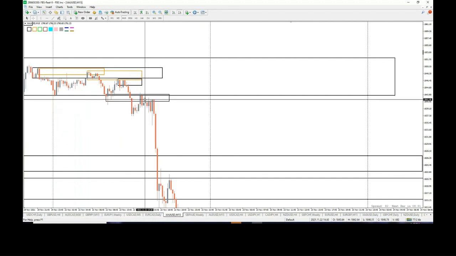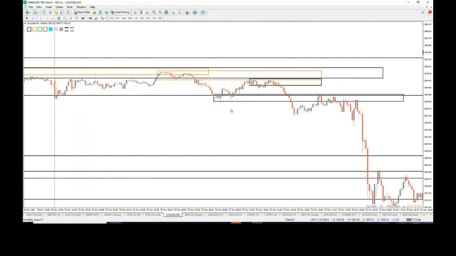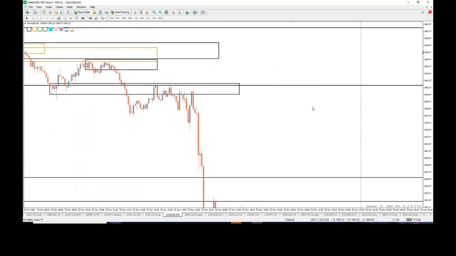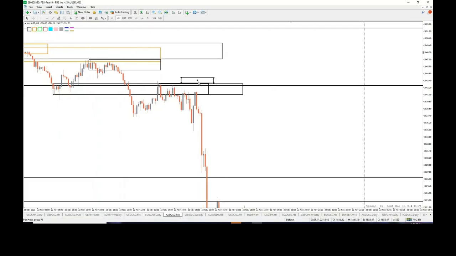What do we do on this zone? Wait for M5 or M1 to make an engulfing sell. This is your next entry. This is your second entry. This is your third entry. This is your fourth entry.